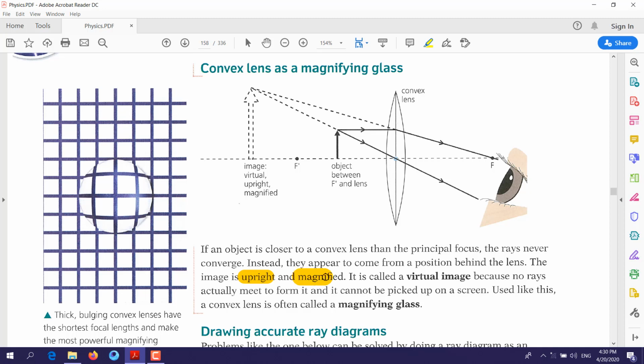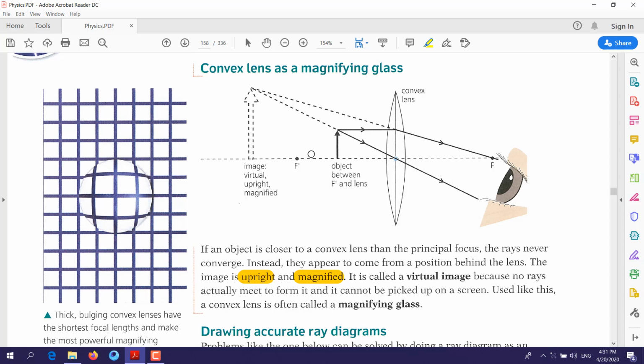and magnified. Here you should focus on these two words, because we said before, when we talked about lenses, we talked about the images that it will form. Sometimes the image will be upside down. Here the image will be upright and also magnified. We will have an image that is upright and magnified when the object is closer to the convex lens than the principal focus.